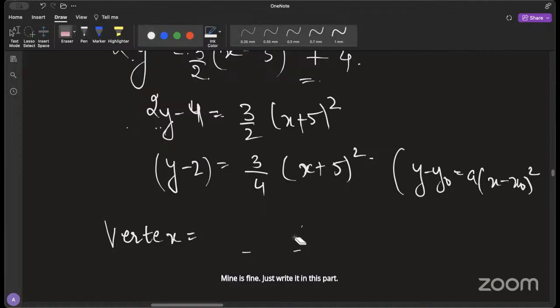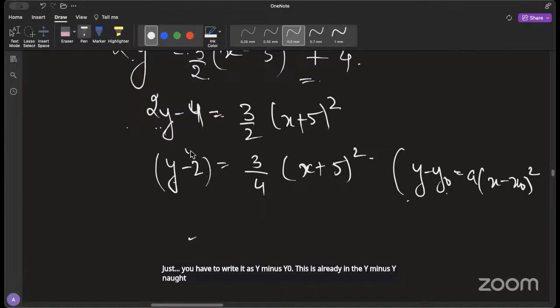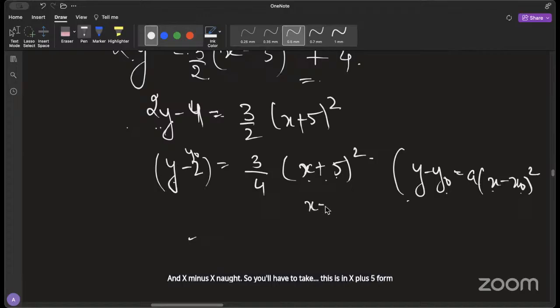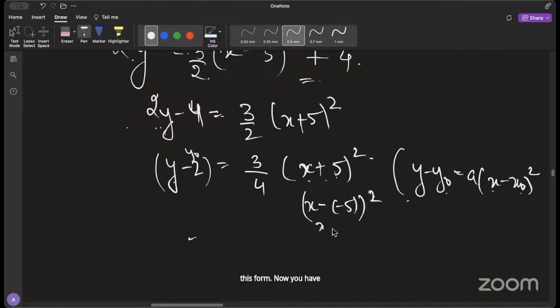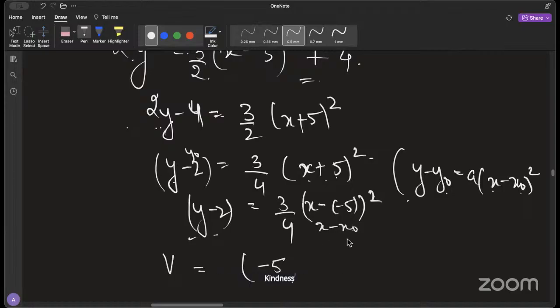If it still confuses you, just write it in this format. You have to write it as y minus y naught. This is already in the y minus y naught form, where your y naught is 2. And x minus x naught: this is in x plus 5 form, so write it in x minus minus of 5 form. Now you have it in x minus x naught form, 3 by 4 (x minus minus 5) squared equals y minus 2. So the vertex should be minus 5 for the x coordinate, and comma, 2 for the y coordinate.